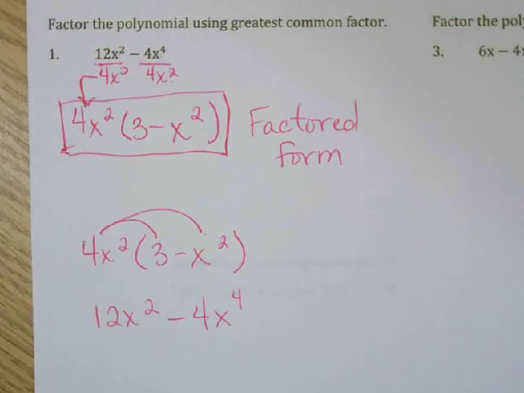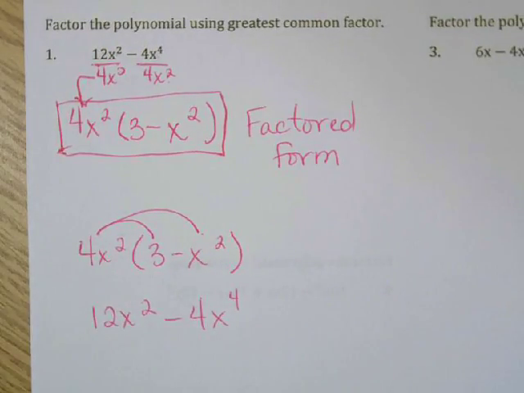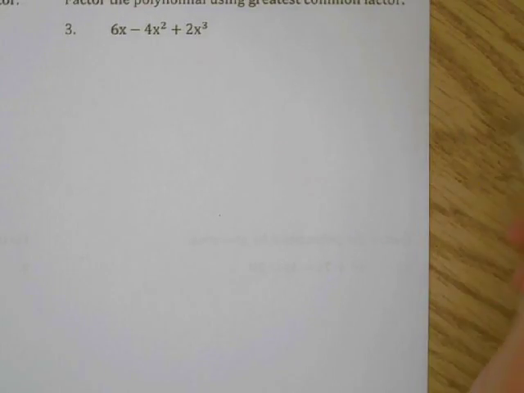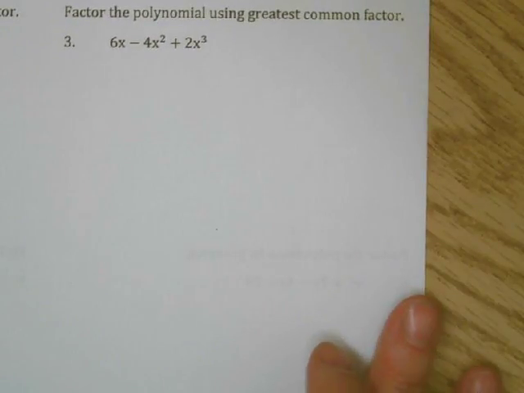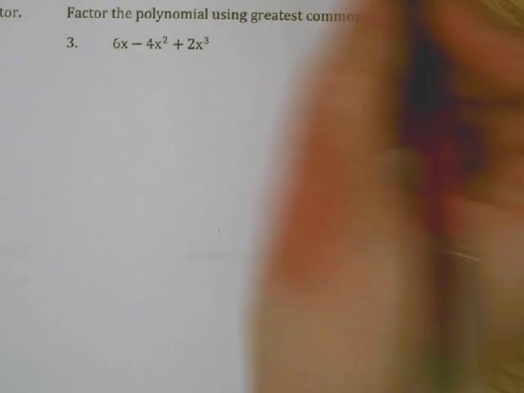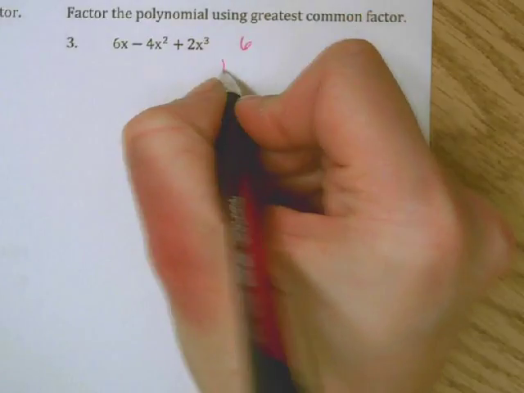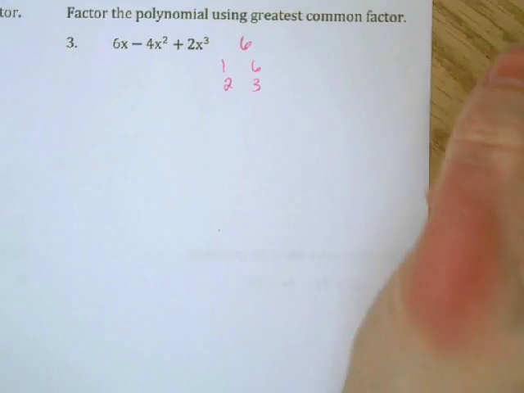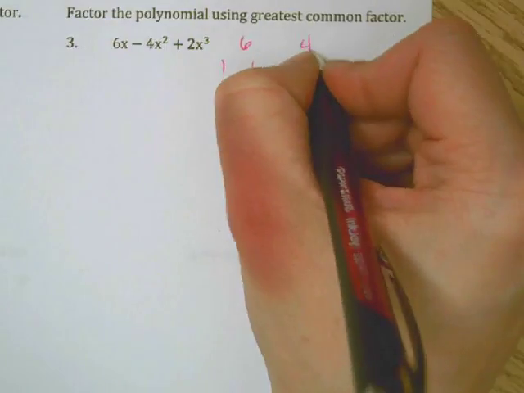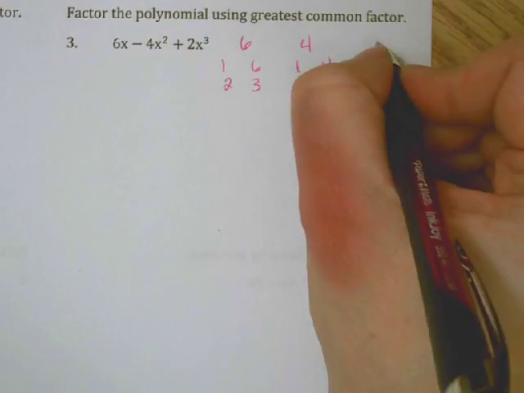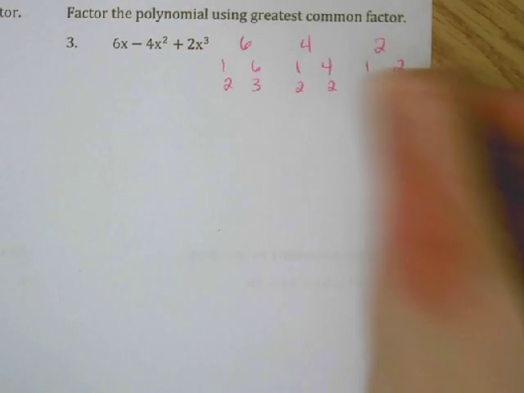So if I look at number 3, if I just slide to the right on my paper, I now have three different terms. I have 6, 4, and 2. My factors of 6 are 1 and 6, 2 and 3, and then I'm back to 3 and 2. My factors of 4 are 1 and 4, 2 and 2. My factors of 2 are simply 1 and 2.